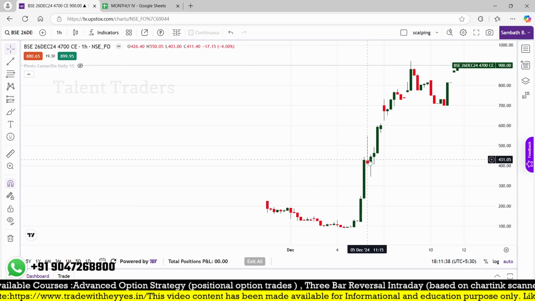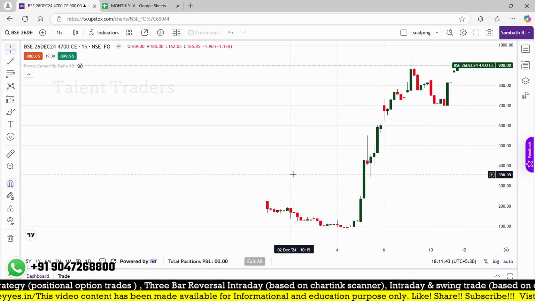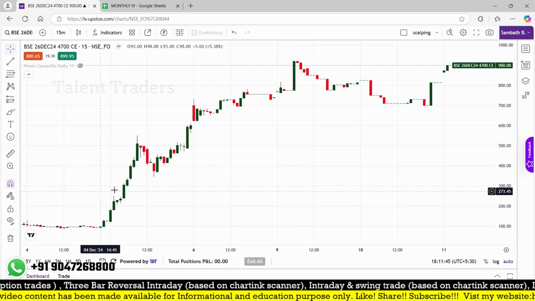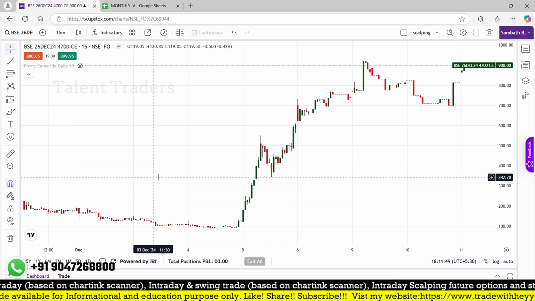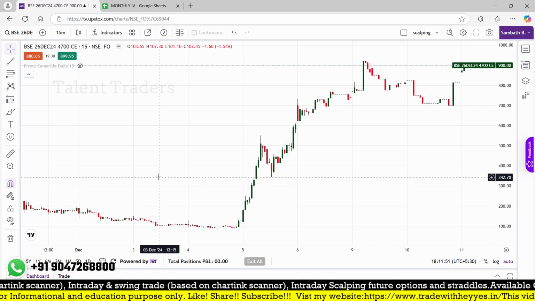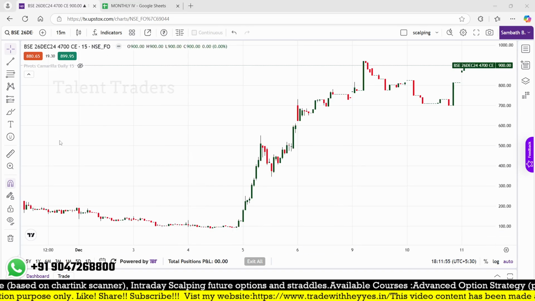So here is the 400 rupees, almost this particular candle, 10:15 to 11:15. So let me check a 15 minutes time frame. 400 should be my entry point. How I am selecting the entry point, don't confuse. It is a concept and it is not going to be discussed here. So how I am selecting the strike price is 400 rupees.